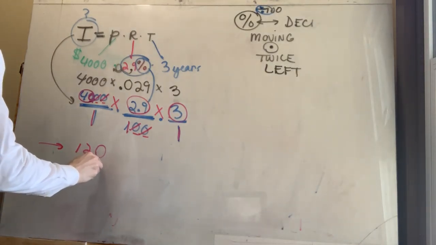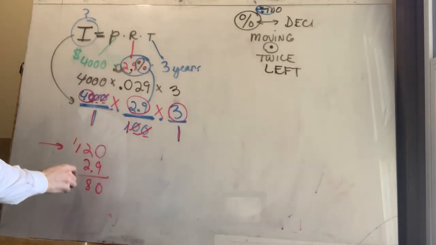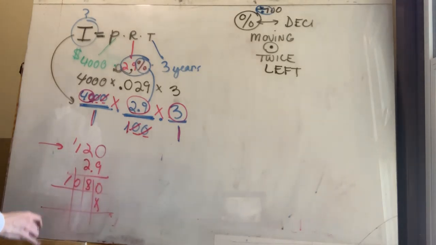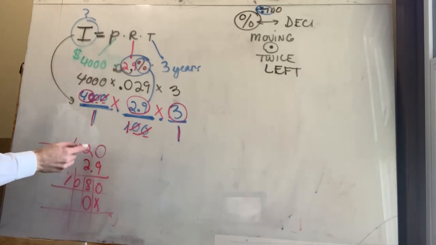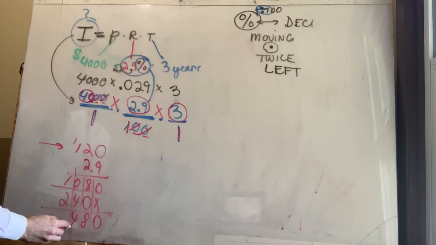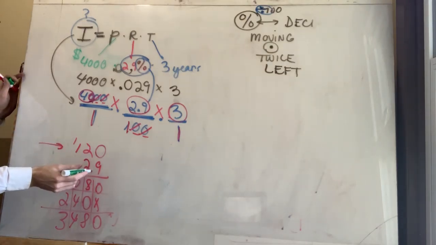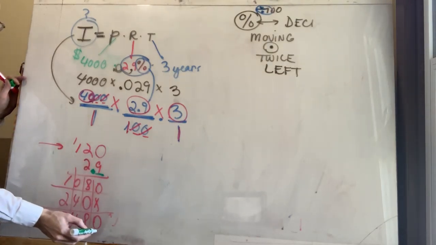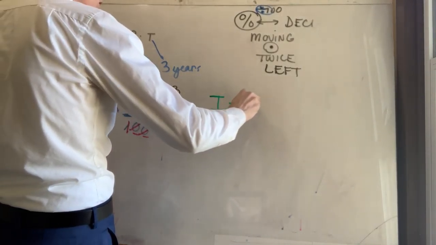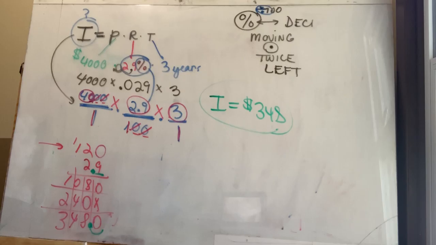And you can go through the mechanics of this. 9 times 0 is 0, 9 times 2 is 18, carry the 1, 10. Placeholder, graph paper, like I like. 2 times 0 is 0, 2 times 9 is 18, 2 times 1 is 2. 0, 8, 4, 3. The number of decimal places I have to account for in this problem is 1. So from here to here is the decimal point. That means that the simple interest is $348. That's what you would pay just in interest after 3 years.